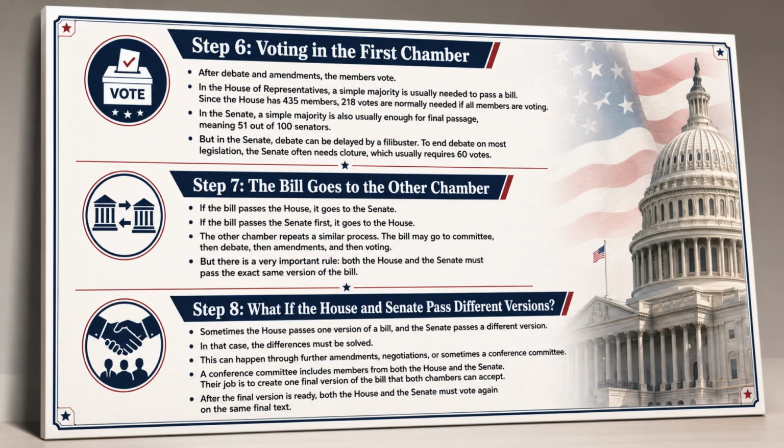Step 6. Voting in the first chamber. After debate and amendments, the members vote. In the House of Representatives, a simple majority is usually needed to pass a bill. Since the House has 435 members, 218 votes are normally needed if all members are voting. In the Senate, a simple majority is also usually enough for final passage, meaning 51 out of 100 senators. But in the Senate, debate can be delayed by a filibuster. To end debate on most legislation, the Senate often needs cloture, which usually requires 60 votes.